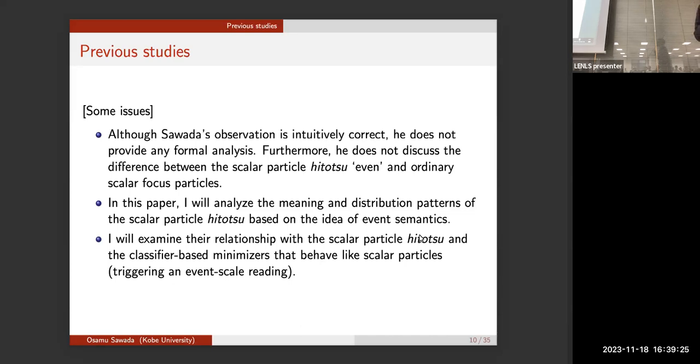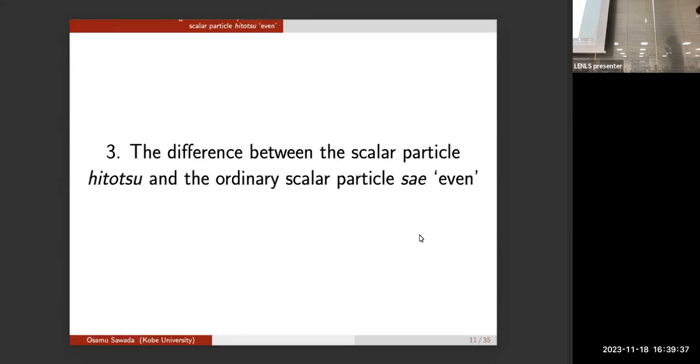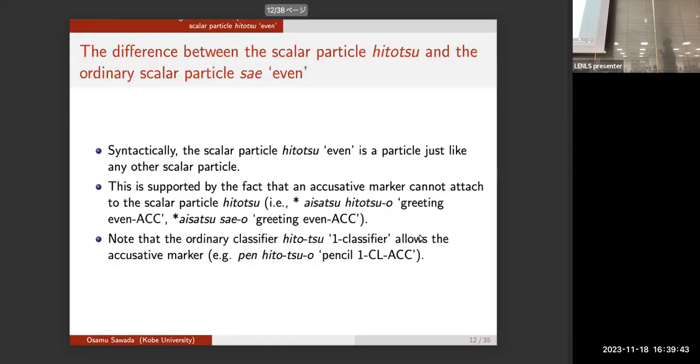And also, I'd like to examine the relationship between the scalar particle hitotsu and the classifier-based minimizer, which behaves like a scalar particle. So first of all, let's consider the difference between scalar particle hitotsu and the ordinary scalar particle. Syntactically, clearly the scalar particle hitotsu is a particle just like other ordinary particles. This is supported by the fact that the accusative marker cannot attach to the scalar particle hitotsu. So aisatsu hitotsu o, blah, blah, blah, it sounds odd. And aisatsu sae o is also bad.